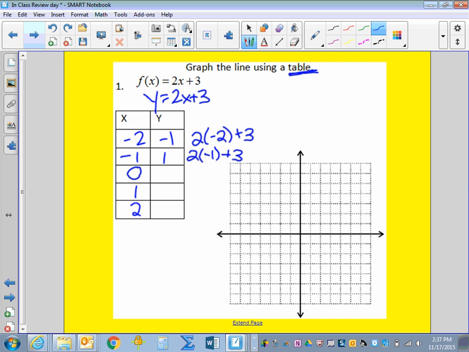0 divided by anything is 0. If you forget, you can put it in your calculator, it'll tell you 0. Alright, so I'm going to do this for each one. When I put 0 in, I get 3. When I put 1, I get 5. What's the next one? I think it's 7. That's 7. So copy this down with us.